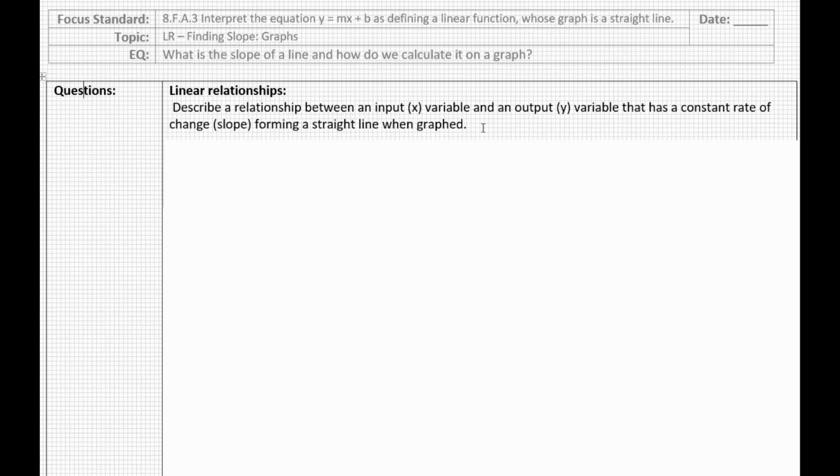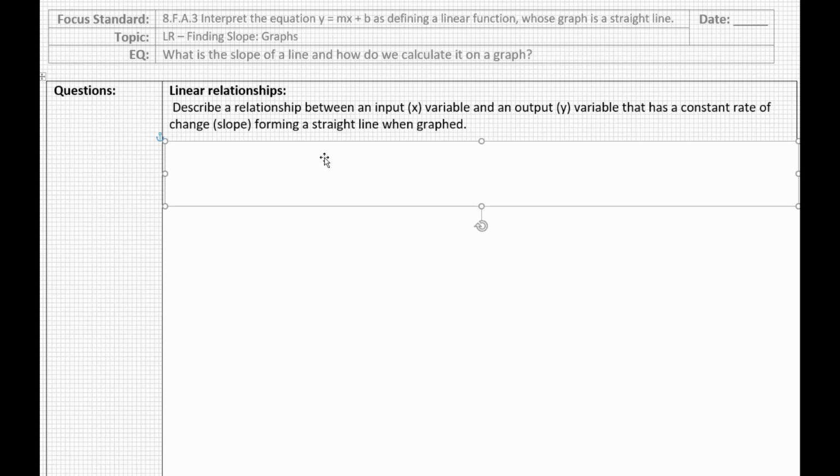So we're looking at linear relationships, an x and a y variable that when we graph them form a straight line. That's why they're called linear, and it's a relationship because we're comparing two quantities.